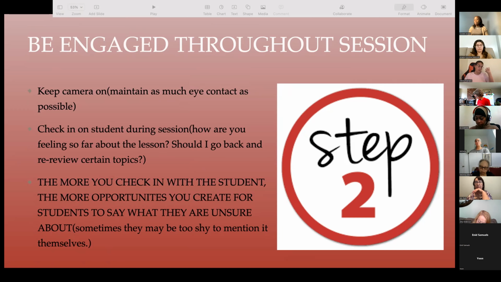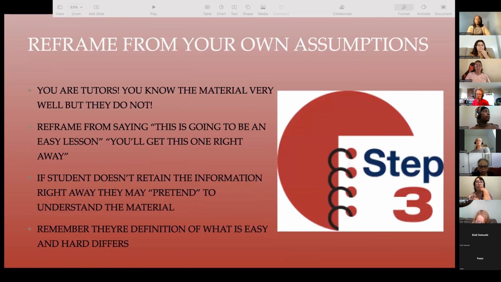Sometimes they may be too shy to say it themselves, and they may just go through the motions and say, yeah, I got it. So by checking in and letting them know, hey, it's okay if you don't get it, let's go back. I don't care if we have to go back a million times. Opening up that door will help them feel comfortable letting you know, I don't get this part, even if you already went over that part 3 times. Okay, let's revisit it. Let's do it again, making sure that they're comfortable telling you what they do and don't get.